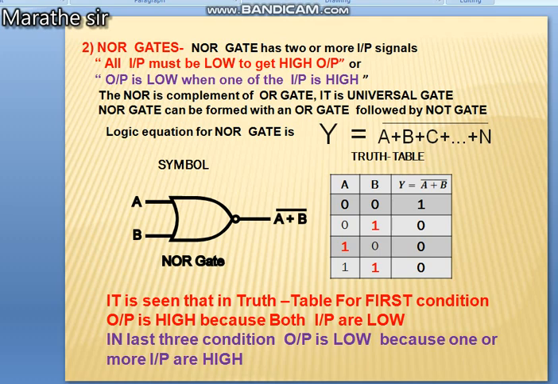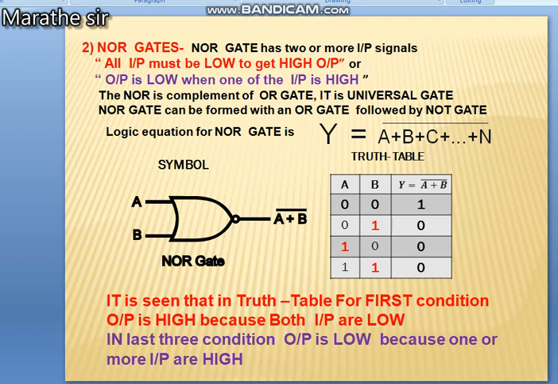The logical equation or Boolean equation of the NOR gate is Y is equal to (A plus B plus C plus ... plus N) bar. In the symbol, a two input NOR gate is shown. A and B are the two inputs, and its output we are getting is (A plus B) bar. In the truth table on the right hand side, when A is equal to 0 and B is equal to 0, and these values are substituted in the logic equation, we are getting output Y is equal to 1.